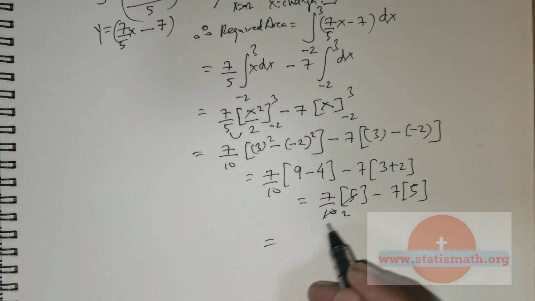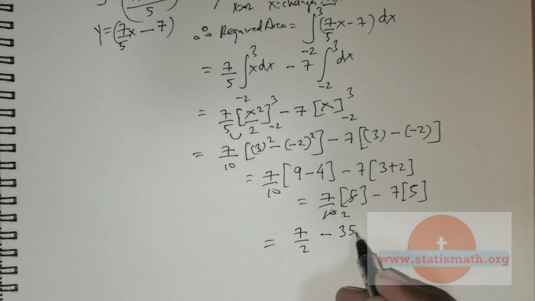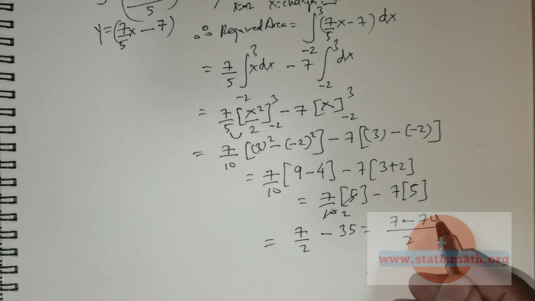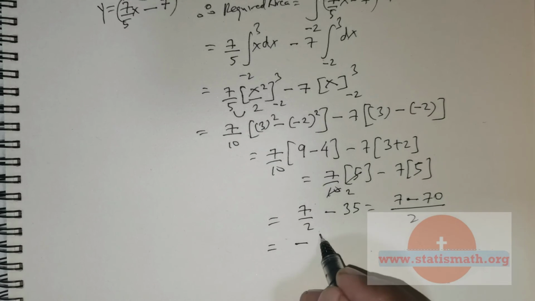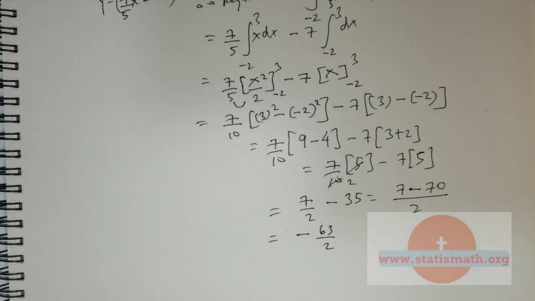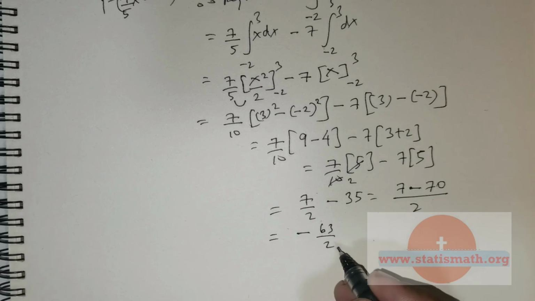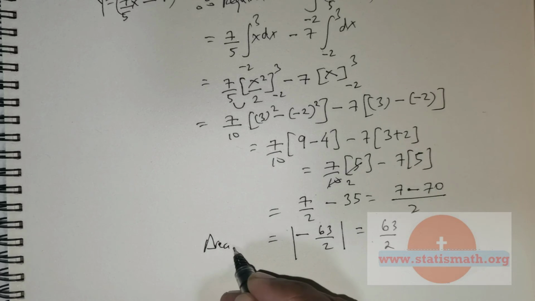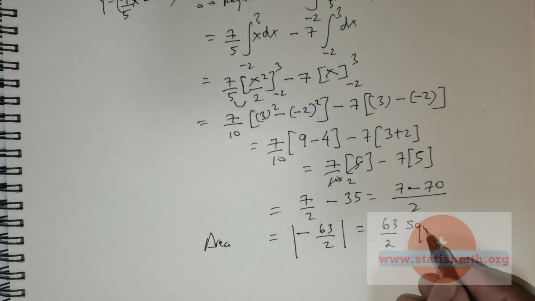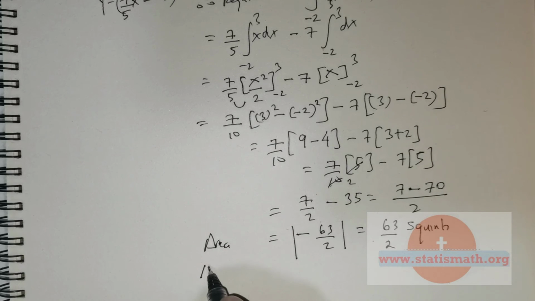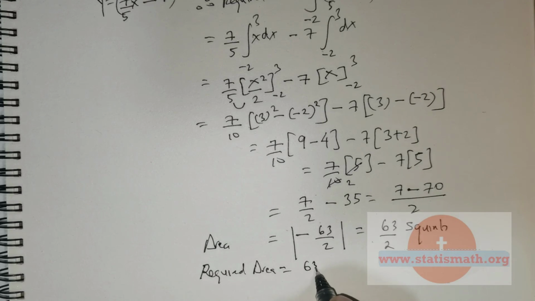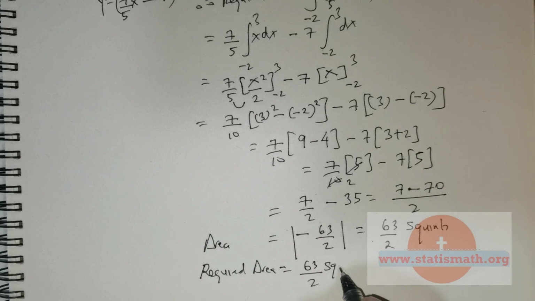Now 5 divides 10 two times, so you get 7 over 2 followed by -35. You can take the LCM as 2, rewrite this as (7 - 70) over 2. So this is equal to -63 divided by 2. Now you know that area cannot be negative. So I take the modulus sign and rewrite this as 63 divided by 2. This is my area. But since we are dealing with area, you need to write it as square units. So the final answer, I can just sum it up. The required area is equal to 63 divided by 2 square units, and you can box the result.